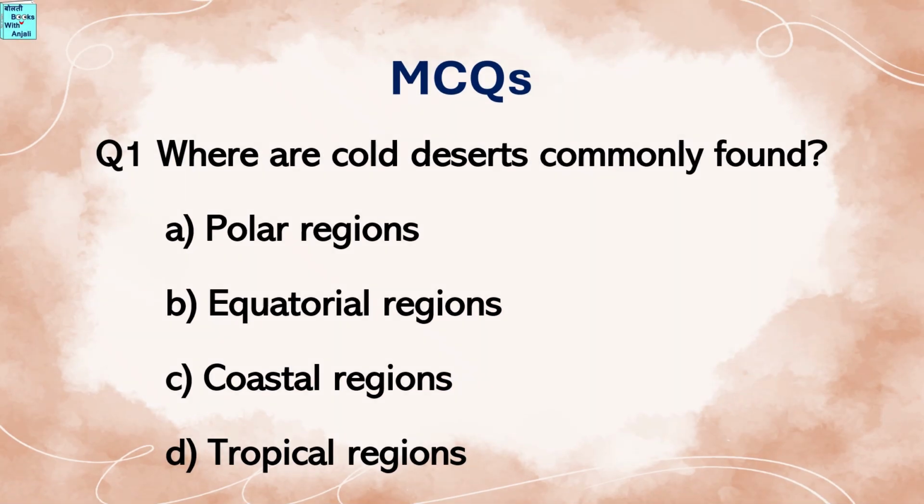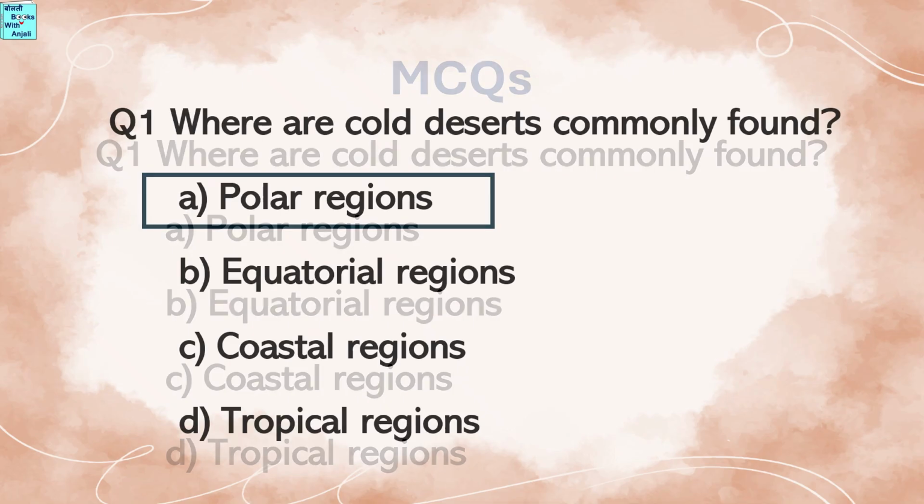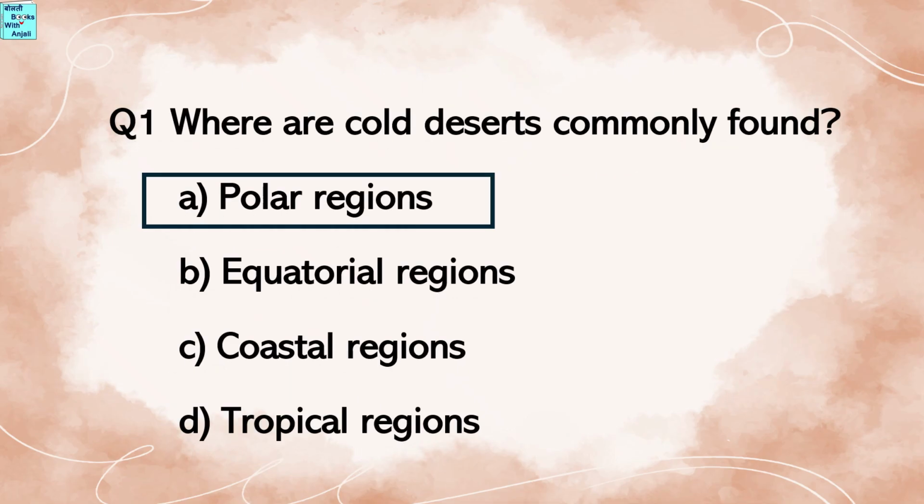Now answer these questions. Question: where are cold deserts commonly found? Polar regions, equatorial regions, coastal regions, tropical regions. Answer is polar regions.